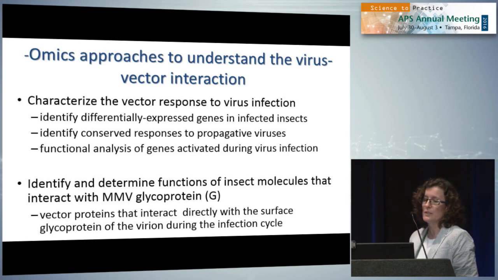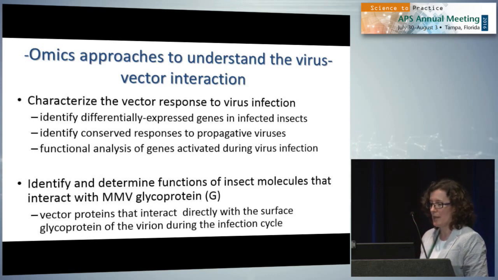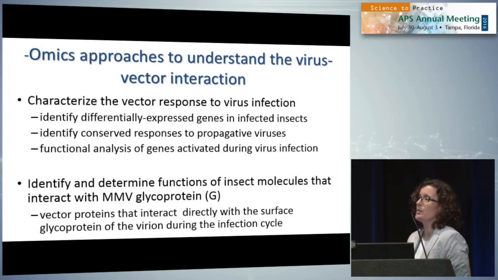So what we're trying to do is use omics approaches to understand the virus-vector interaction. We want to characterize virus infection using RNA-seq to identify those differentially expressed genes. And then we're also interested in the conserved responses to propagative viruses by comparing to what others have found using similar systems. And then we're interested in direct interactions as well. So we're really interested in the MMV glycoprotein and interaction with insect molecules that could be involved in the transmission process.